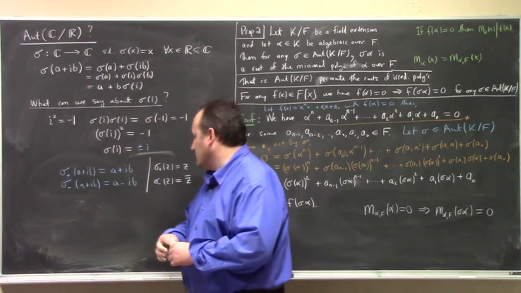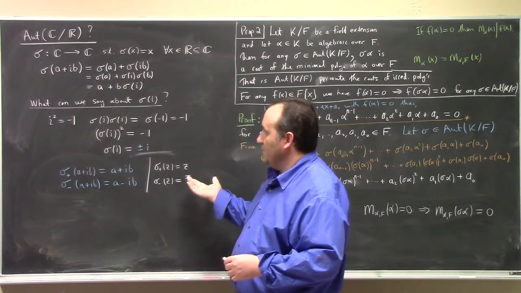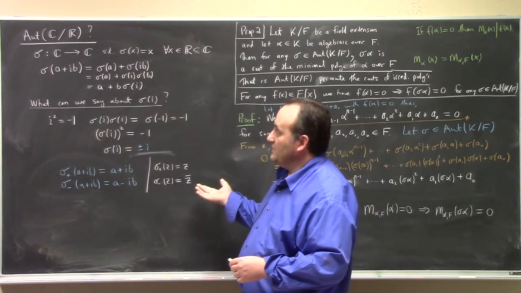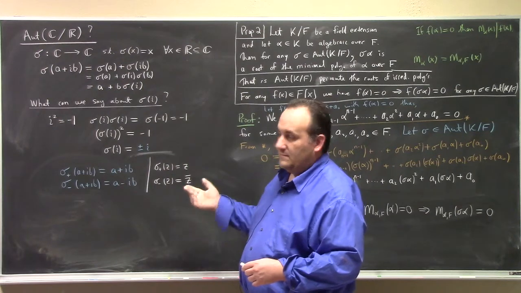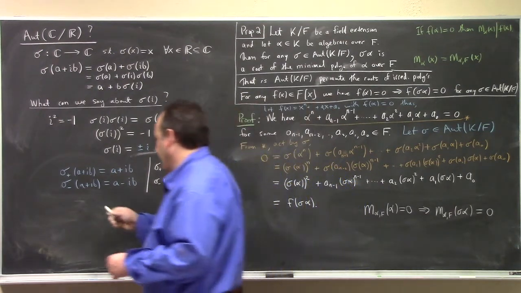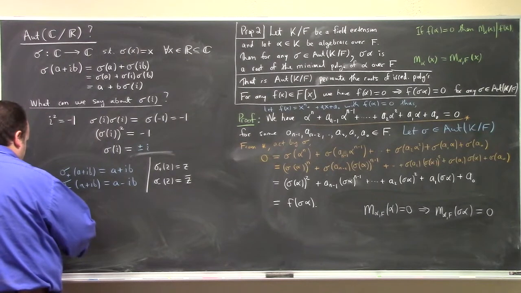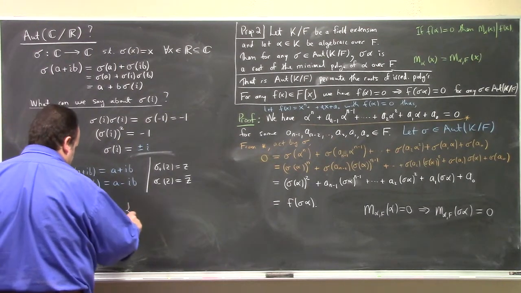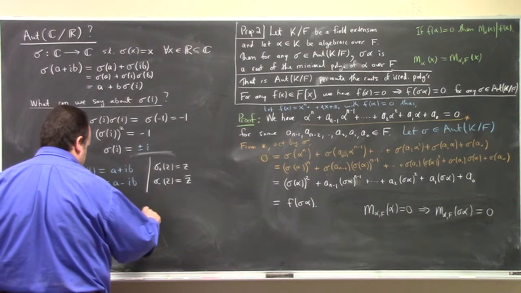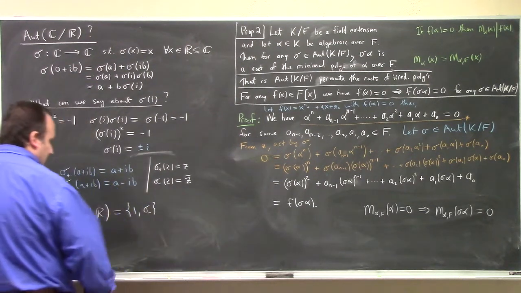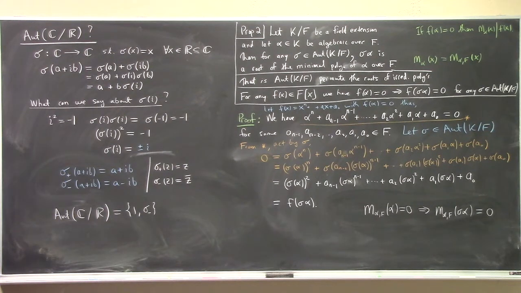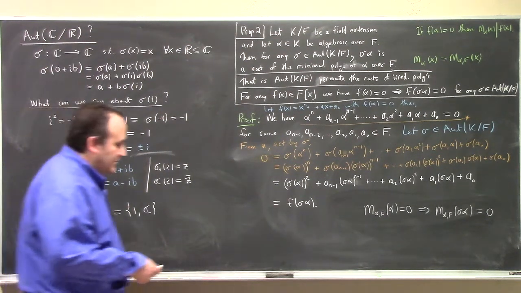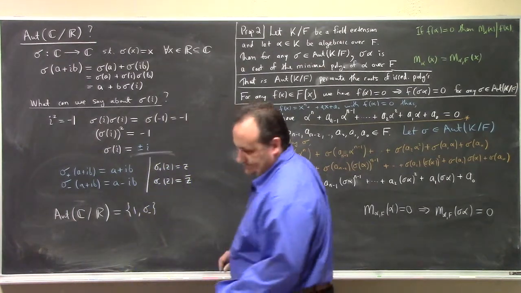And you can easily see that this forms a group. As a group, what is Aut C over R? It's a two-element group, right? It's got 1 and sigma minus, if you will. There's only one group with 2 elements. It's the finite group of order 2. Up to isomorphism, it's Z mod 2, you know?